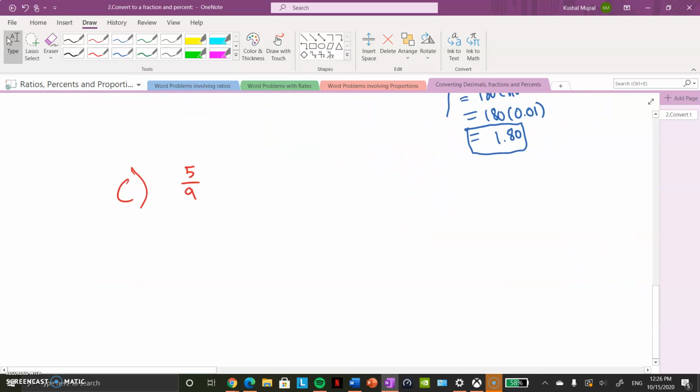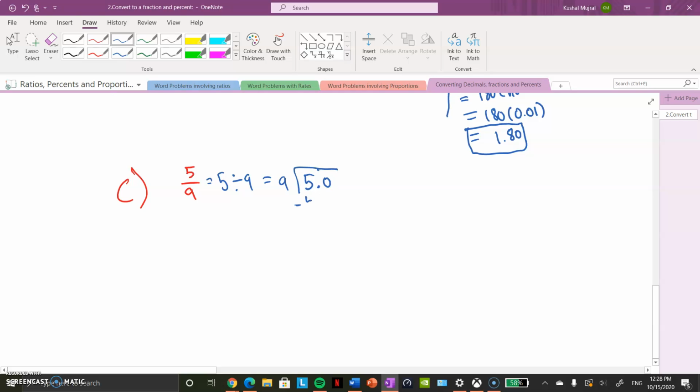Okay, now let's look at this. 5 over 9. It's really difficult to turn this denominator into 100. So, this is a different strategy to solve. 5 over 9 is the same as 5 divided by 9. So now we just do a short division here. So this is 5.0 divided by 9.